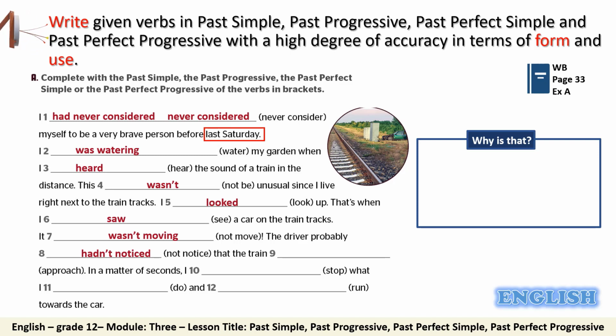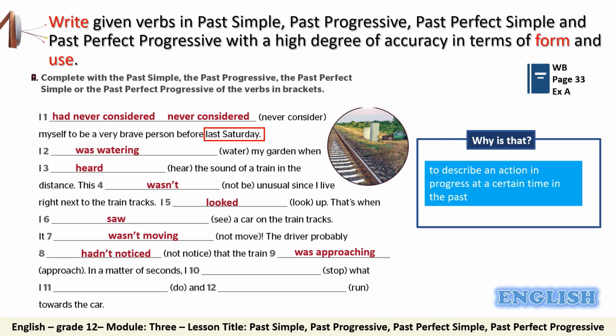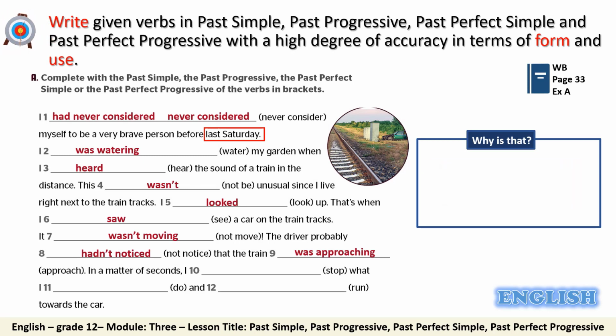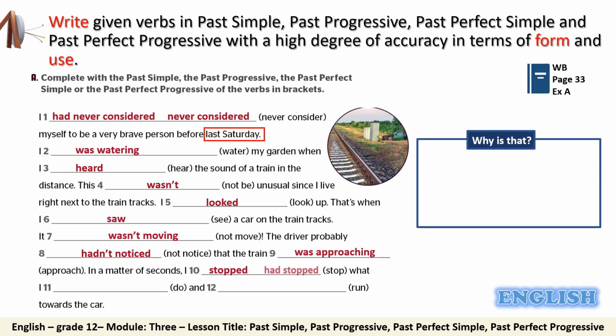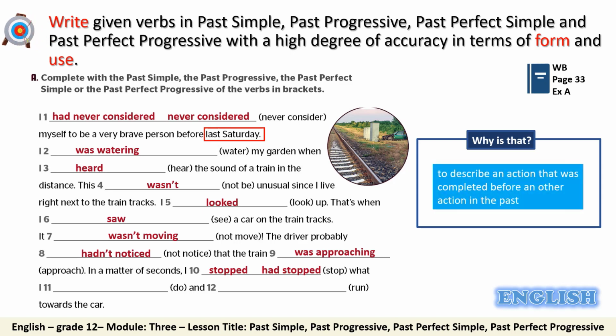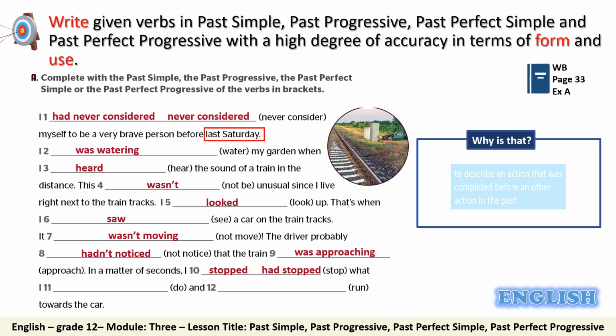As for space 9, the best answer is, very good, was approaching. And we choose the past progressive here. Excellent, because the action was in progress at a certain time in the past. The next space is space 10, and here you can have two correct answers. If we refer to an action which was completed in the past, we should write, very good, stopped. And we can write also had stopped, referring to an action that was completed before another action in the past.